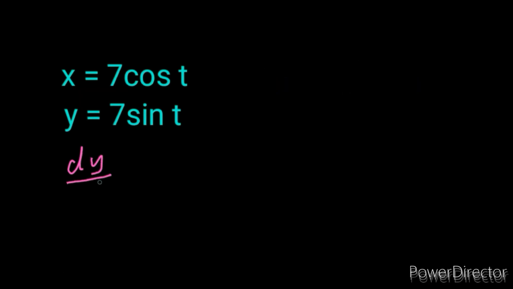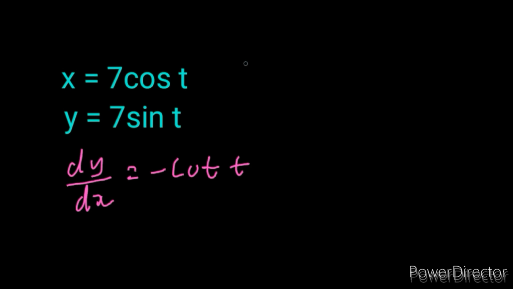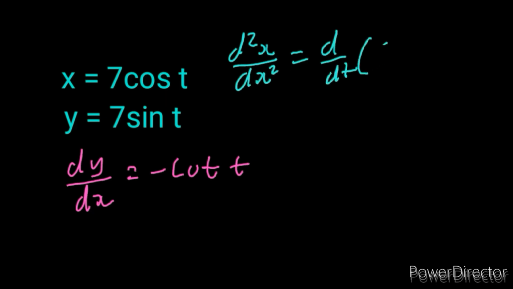So our answer for the first derivative was negative cot t. So what about if they asked for the second derivative? According to our memorization, whenever we want to find the second derivative, it's going to be d over dt times the derivative of y with respect to x, so d over dt times the first derivative, and then times the derivative of t with respect to x.